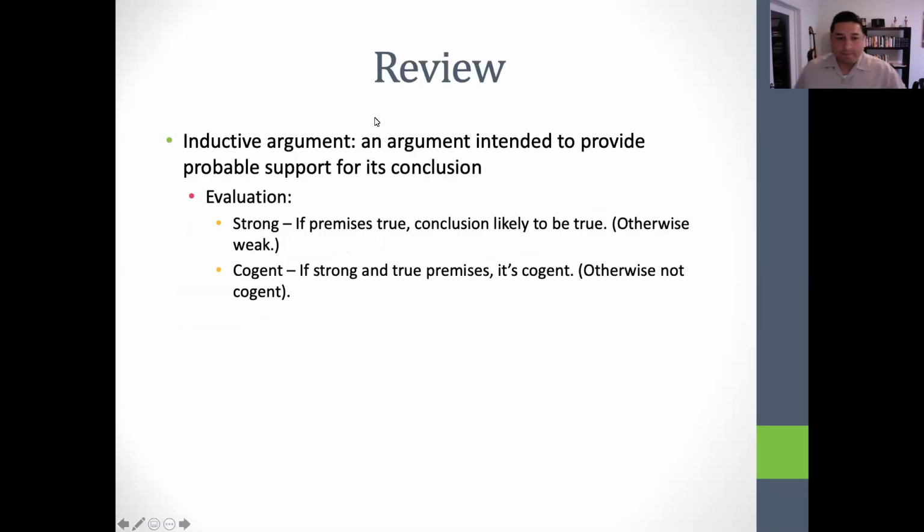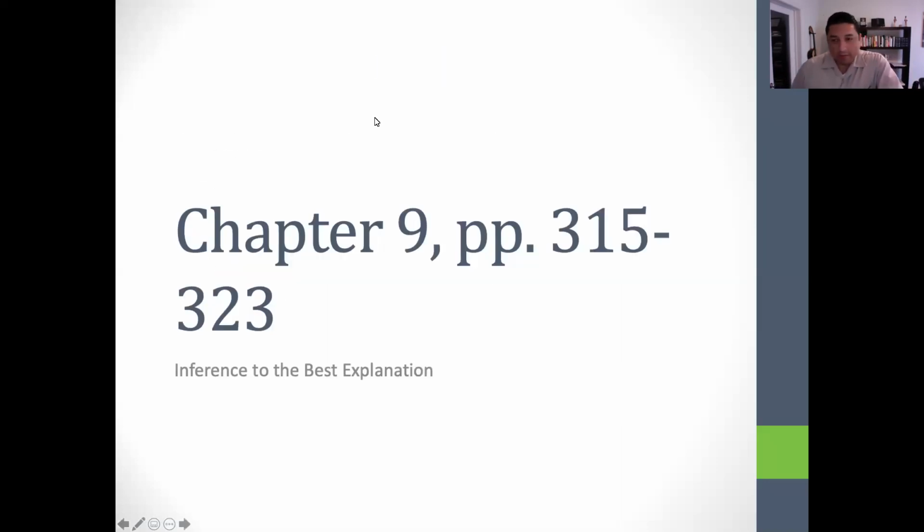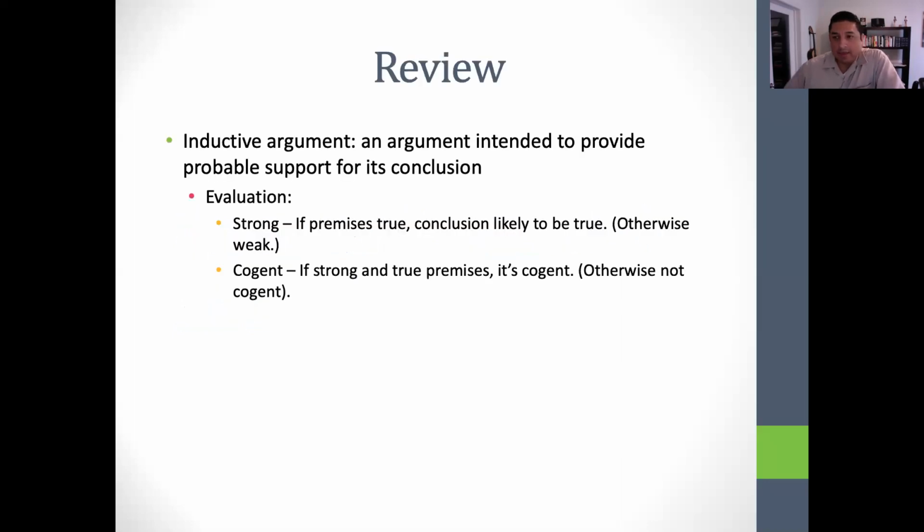Okay, so in chapter 9, we're dealing with an argument form called inference to the best explanation. And this is a form of inductive argument. Let's just remind ourselves what an inductive argument is. It's an argument that intends to provide probable support for a conclusion, such that if the premises are true, then the conclusion is likely to be true.